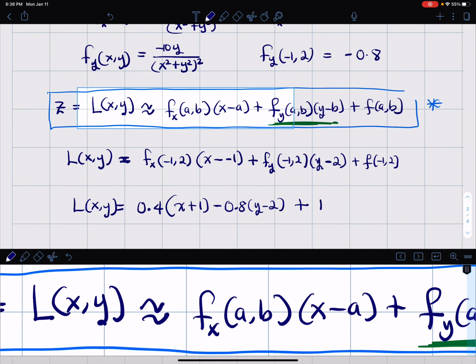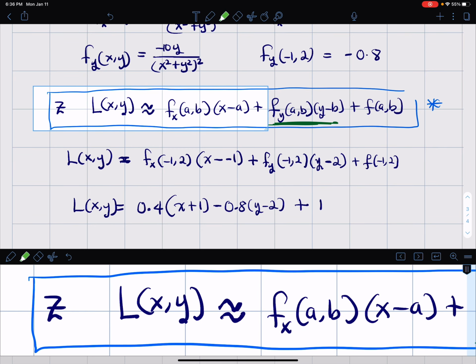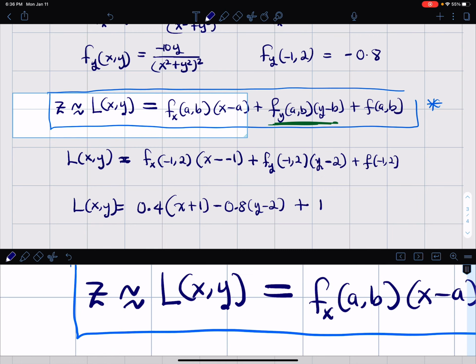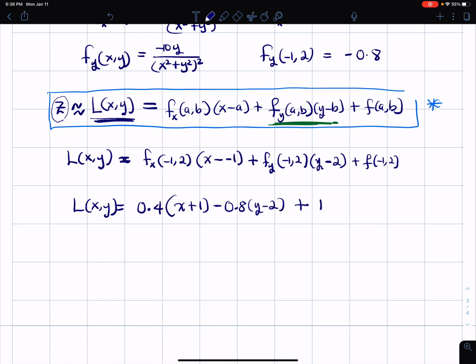Okay, so you will see here that I use the squiggly sign. I could actually use that here. So let's put that squiggly sign here, and then I'm going to explain what it means. It's squiggly because we're using this function L of x, y to approximate the value of z, which is the value of the original function. That's why it's squiggly. This is the sign for approximately equal to. All right.